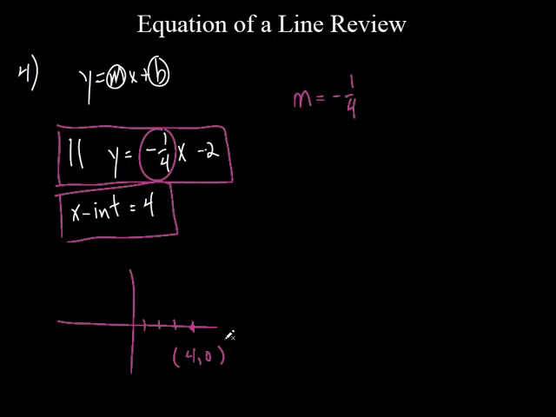Everybody see that? So that gives me a point. And I really want a point. Because what does that point give me? What is the 4 in this ordered pair? This is your x, and what's the 0? That's your y. Okay? Does that make sense? Okay, that's what I want.